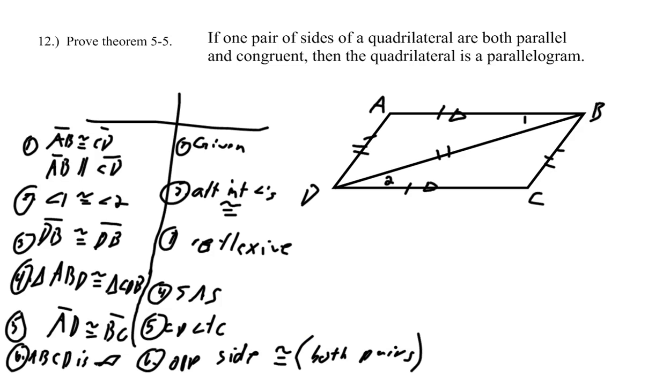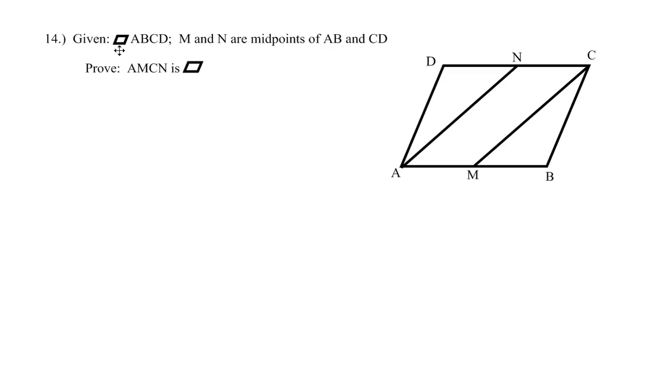Okay, moving on here. The next proof says given parallelogram ABCD with M and N as midpoints of these two segments. So here's a midpoint, and M is a midpoint. And I want to prove that AMCN, this quadrilateral in the middle here, is a parallelogram.